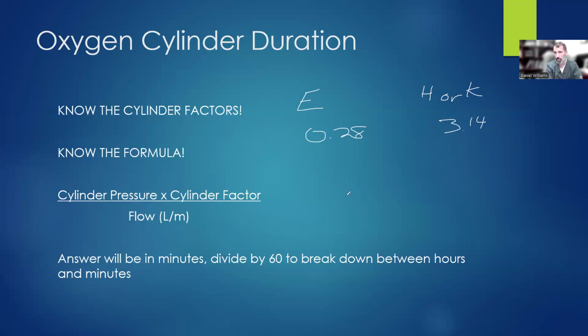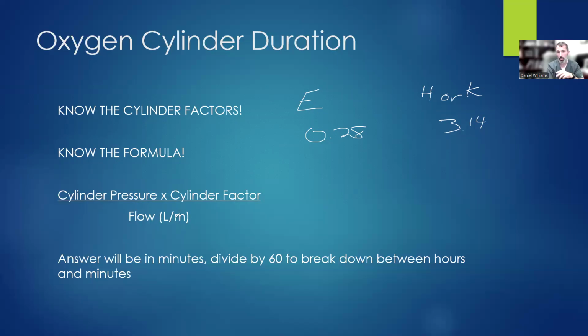So remember 0.28 as the E cylinder factor, 3.14 or pi for your H or K cylinder. And the overall formula is cylinder pressure times your cylinder factor divided by flow, and flow for us is going to be measured in liters per minute. There are instances where we'll look at liters per second, but that'll be some other things that we'll cover a little bit later on down the road. We are going to go liters per minute here. So once you do this calculation, your answer is going to be in minutes. So it'll be the total amount of minutes that that cylinder is going to last.